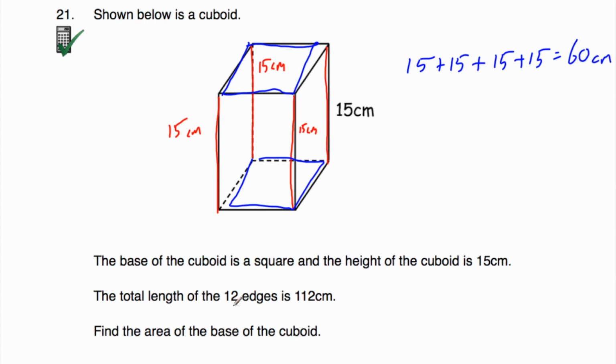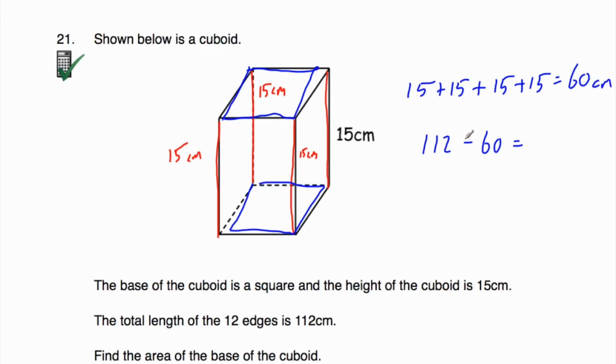But we're told the total length of all 12 edges is 112. So if we take the 60 centimeters away from the 112, we can then see the total length of the 8 remaining edges. 112 take away 60 is equal to 52 centimeters. So the combined length of the 8 remaining edges would be 52 centimeters. So if we divide 52 by 8, because they're all the same size, that will tell us the length of one of the edges.